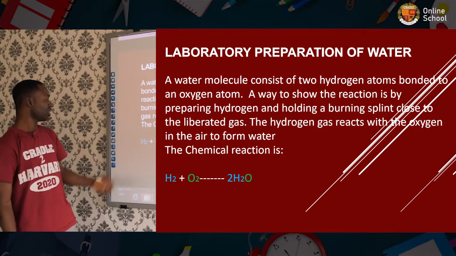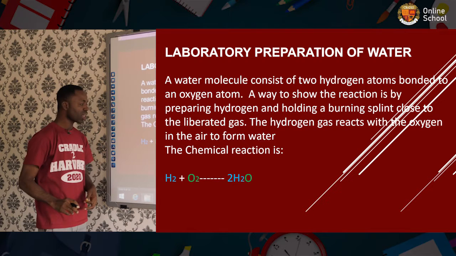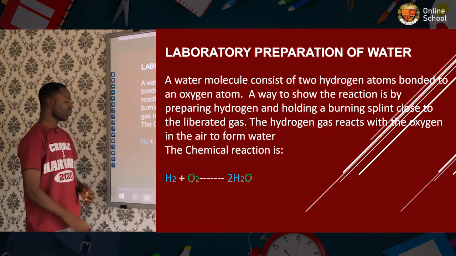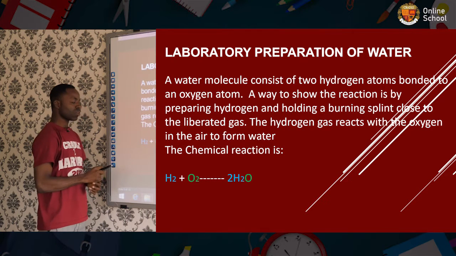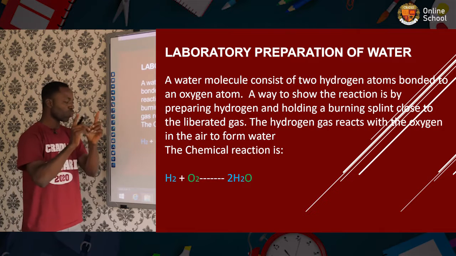Now, this is hydrogen, H2, plus oxygen, O2, and this will give us water. Now, if you see, we have two atoms of hydrogen here and also two atoms of oxygen here. Most gases exist as a molecule. They can't exist as one.